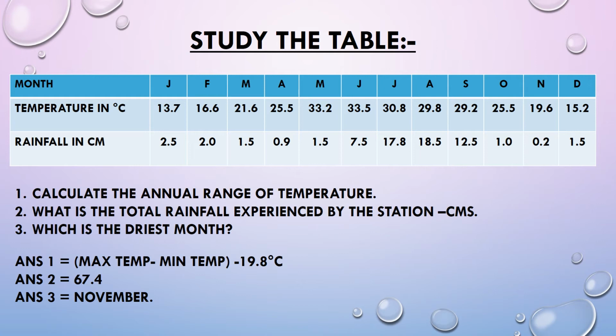Second question is, what is the total rainfall experienced by the station? Now the total rainfall from January to December, you are going to add up all. So the answer is going to be 67.4 centimeters. Third one is, which is the driest month? You can see the month that is receiving very little rainfall, that is November month. Now we move on to the next one.